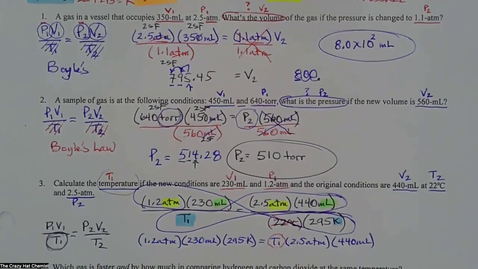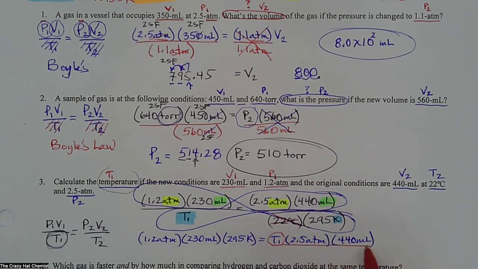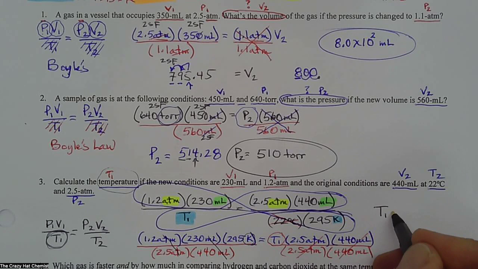Let's see if we can roll this up here and you can see all of what I just wrote down. So we're going to divide both sides by 2.5 atm and 440 milliliters, and we're going to do that to both sides so that we can cancel these out. So you should see that the units of atm cancel out, milliliters cancel out. I'm left with Kelvin. So I'm going to put this into my calculator.